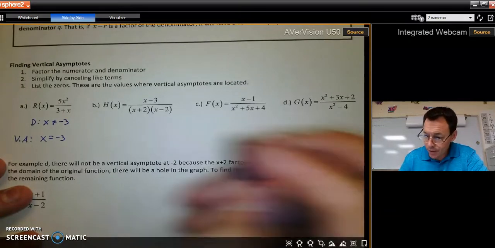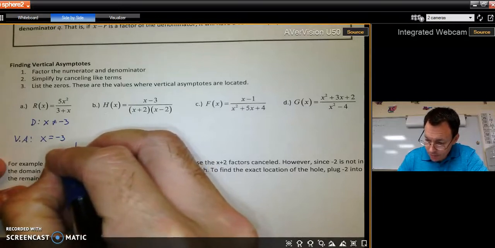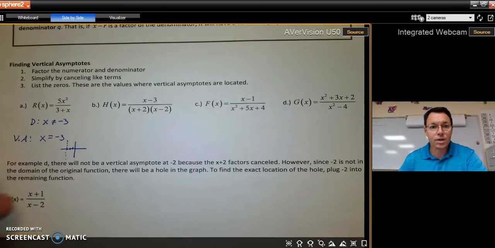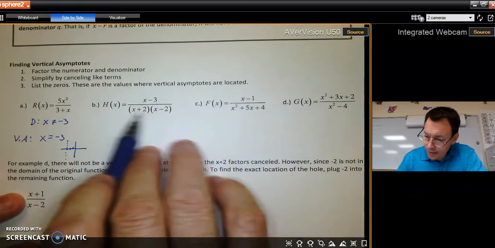Okay, so when we graph these, we would go over to negative 3, and we would draw a little dotted line, and that's a line we're not allowed to cross. We know that our graph's going to approach that dotted line. Okay? B. Now, B I already factored for us.